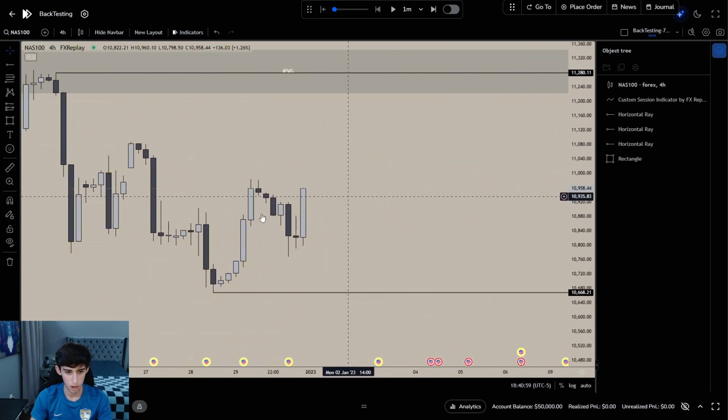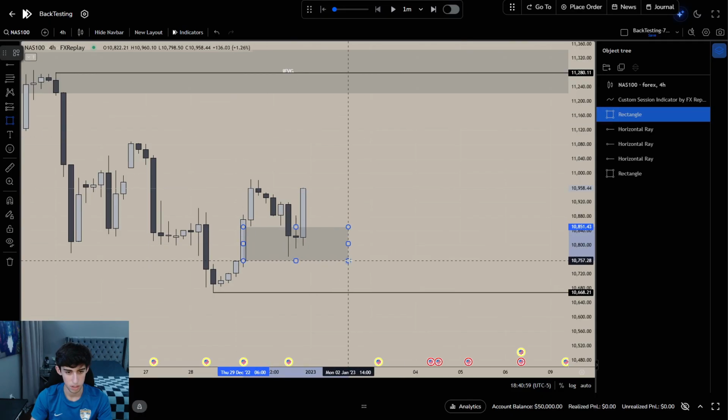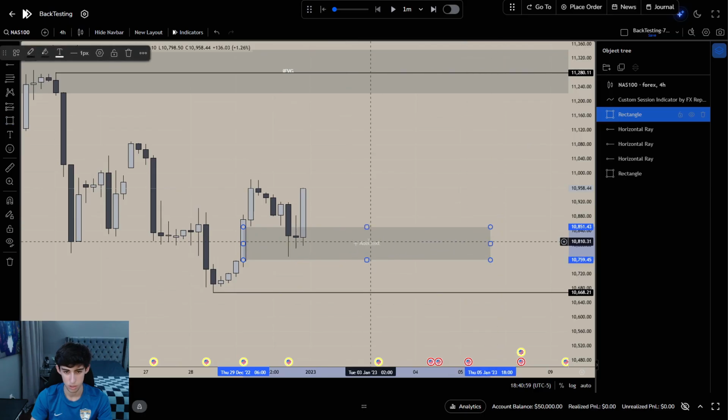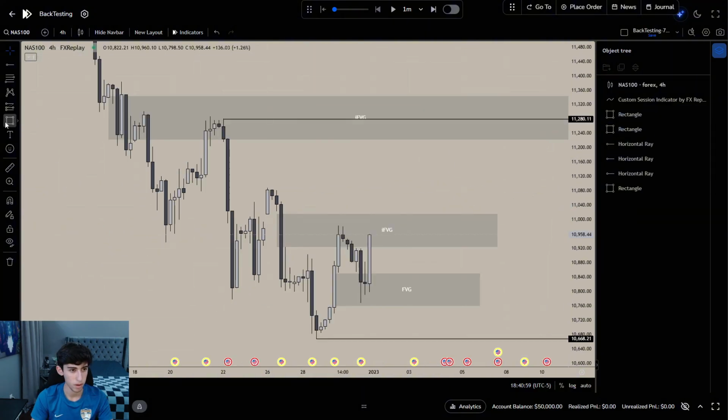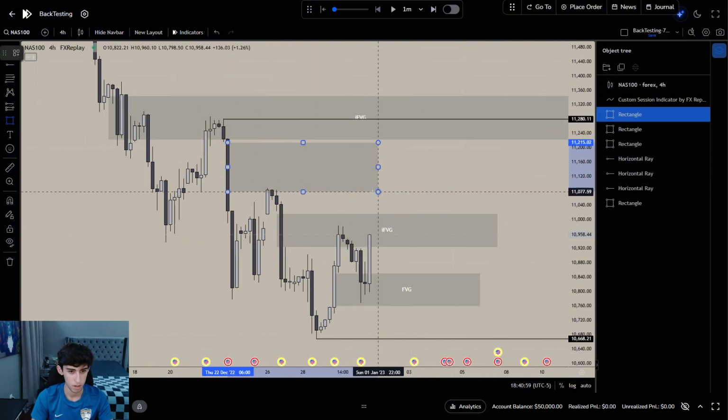So right now we got another fair value gap here. This is a regular fair value gap, so FVG right there. I like marking out all my gaps. Sometimes I think I overmark the gaps, but I'd say it's been working for me.